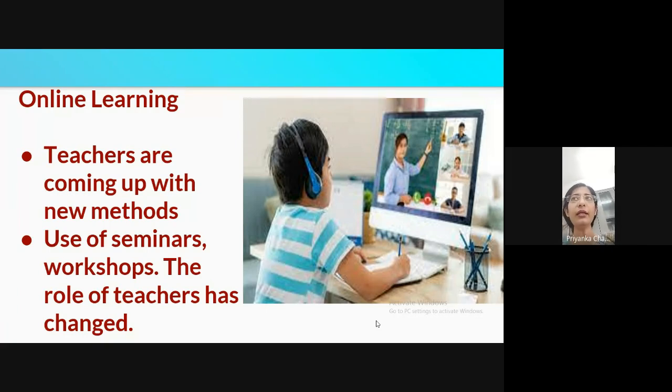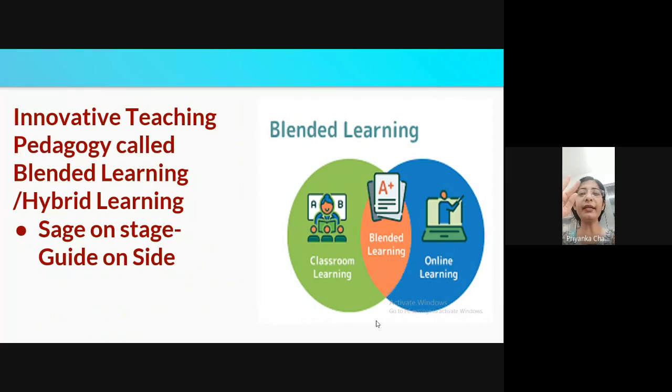Next, after online learning, there comes the era of blended learning. It is a combination of traditional classroom learning as well as online learning. It is also called blended or hybrid learning. The role of the teacher has transformed from sage on the stage to guide on the side. That means earlier teachers were standing in front of students and dictating the lesson. Now what are the teachers doing? They are standing on the side and guiding them. So here the role of teachers has changed.